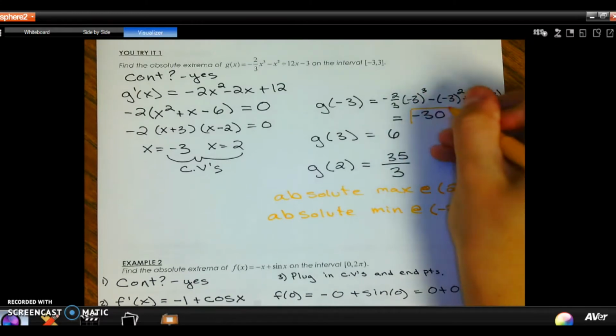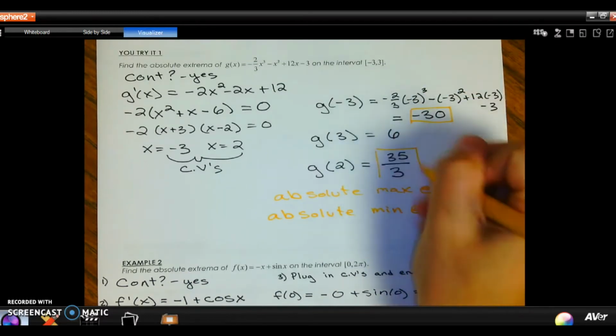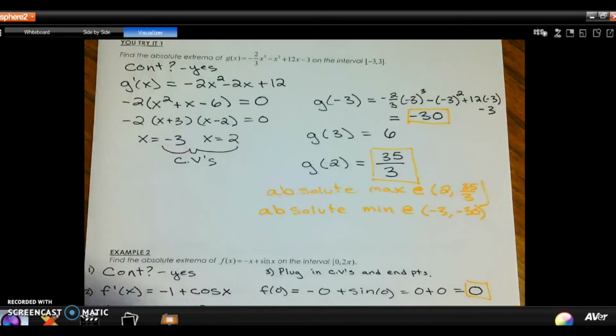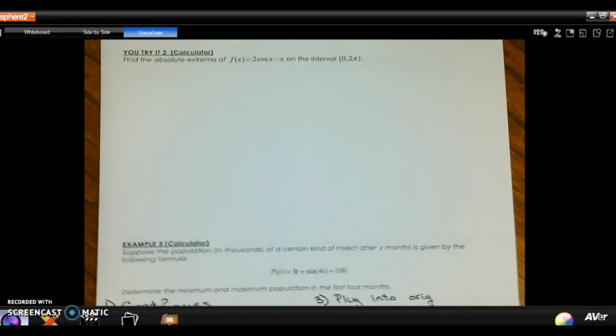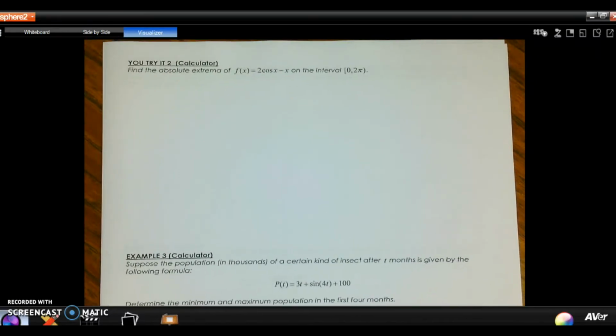Sometimes people will go back and just kind of indicate that these were the two that they were interested in. And just make sure you're answering the question whether they ask you where it occurs. So if they ask you where, that's a point, or an x value. And if they ask you what is the maximum or what is the absolute minimum, then they're just asking for the y value there. All right. So then we can go on to a calculator question.